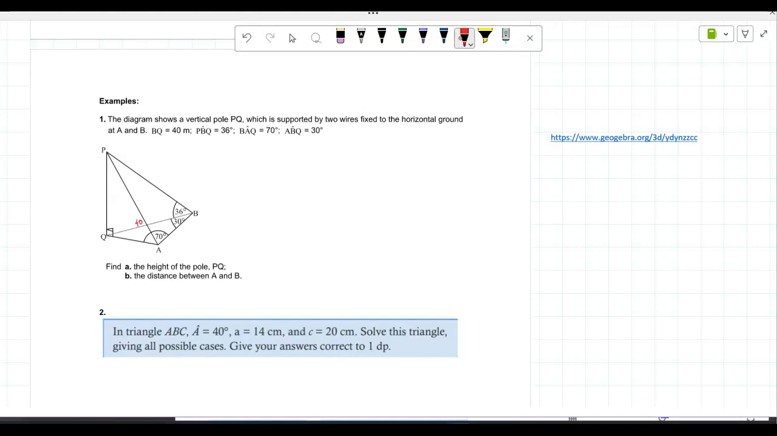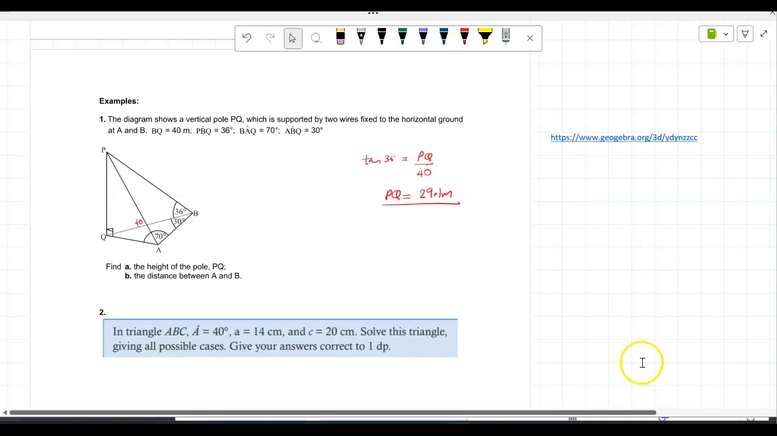So that's easy. So you use tan 36. Tan 36 is equal to PQ over 40. So what's the length of PQ? 29.1 meters. Okay. Then distance between A and B. So I'll use the base triangle.